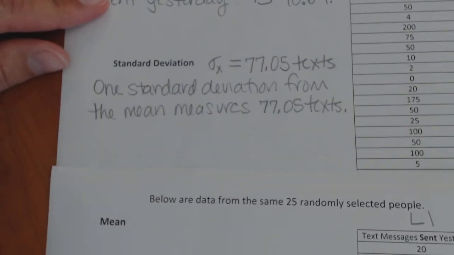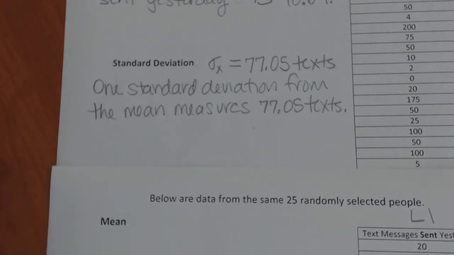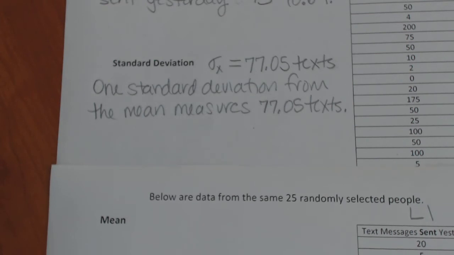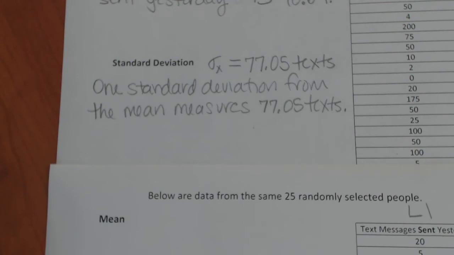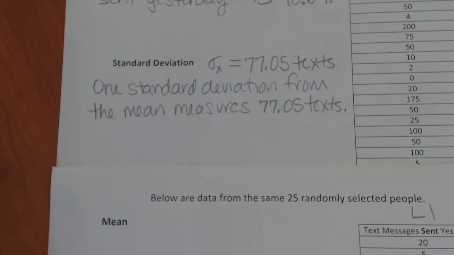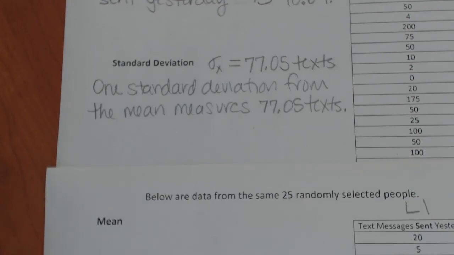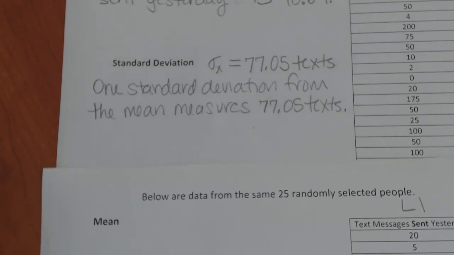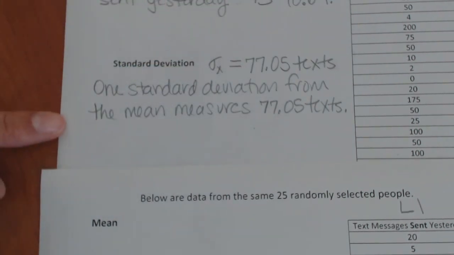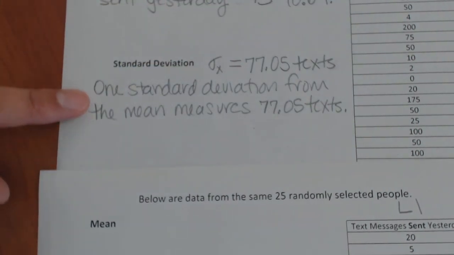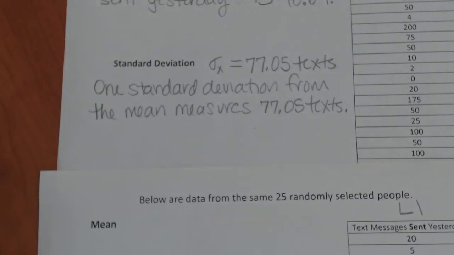We can tell what our spread is. So in your calculator, if you look a couple lines down, you're going to see sigma sub x is 77.05 texts. This is one standard deviation from the mean, and it measures 77.05 texts. We're actually going to be finding one standard deviation, two standard deviations, and three. But the important thing now to learn is what symbol it is, where to find it, and then how to write the sentence with one standard deviation. So one standard deviation from the mean measures 77.05 texts.